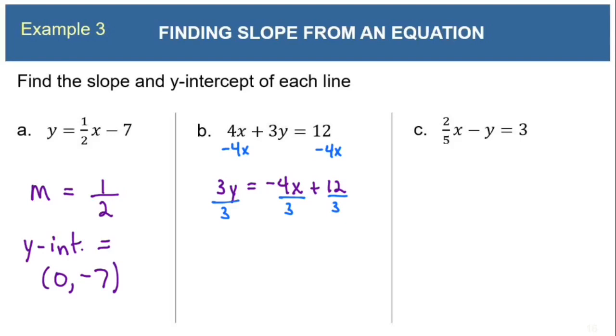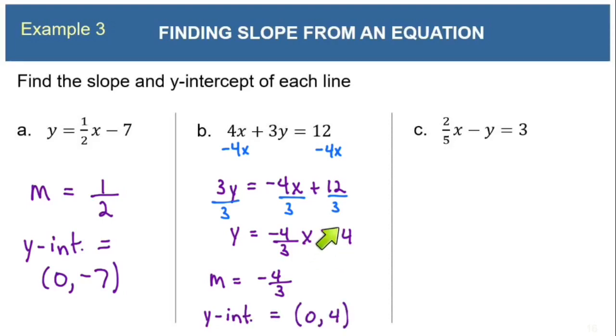And these 3's will cancel out, leaving us y equals -4/3 x. See, that can't be simplified, so it just stays -4/3. And then plus 4, because 12 divided by 3 is 4. So whenever you can simplify, you should. But if you can't simplify, then you just can't. But now that this equation is solved for y, we can see that the slope of this line is going to be -4/3, so m equals -4/3, and the y-intercept is 0, 4, because this number always represents the y-coordinate of the y-intercept.